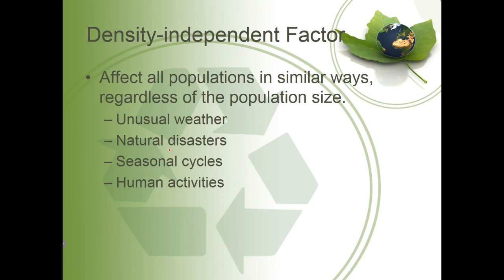Okay, density independent factors affect all populations in similar ways regardless of the population size. And so, like I said, natural disasters and unusual weather are going to happen regardless of how many zebras there are on this particular plain, or how many earthworms there are in this square meter. So weather patterns and natural disasters are going to happen. They're not going to affect larger populations more than they're going to affect smaller populations. Okay, seasonal cycles, it's still going to turn summer, fall, winter, spring, regardless of the number of organisms in a particular area. And then human activities are going to happen regardless of population size also.